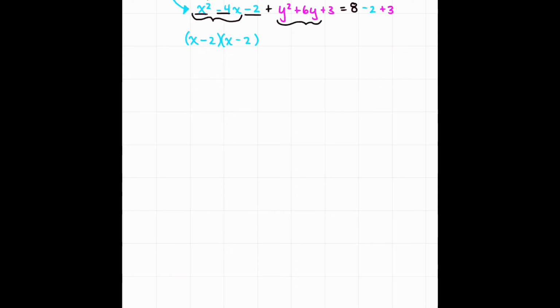Let's apply that trick to finding the y component. Again, we're going to have 2 brackets, 2 y's, plus 3, because plus 3 is right there. And that's going to be equal to 9. 8 minus 2 is 6, plus 3 is 9.